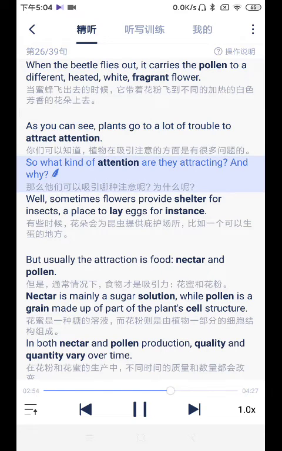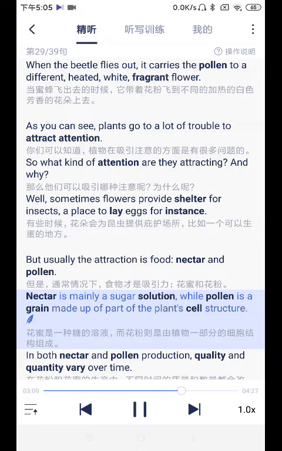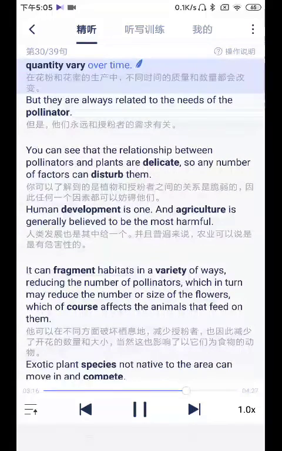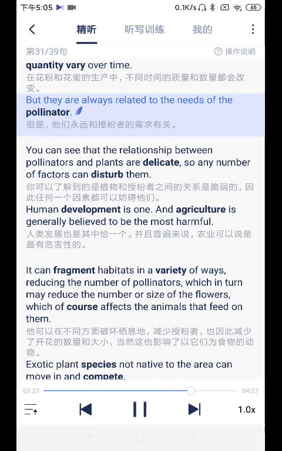So, what kind of attention are they attracting, and why? Well, sometimes flowers provide shelter for insects, a place to lay eggs, for instance. But usually the attraction is food, nectar and pollen. Nectar is mainly a sugar solution, while pollen is a grain made up of part of the plant cell structure. In both nectar and pollen production, quality and quantity vary over time, but they're always related to the needs of the pollinator.